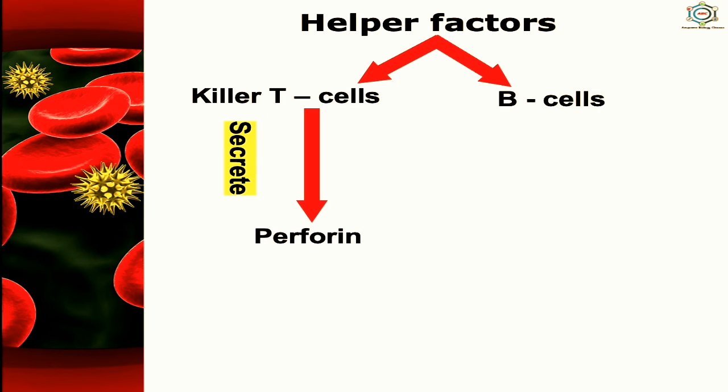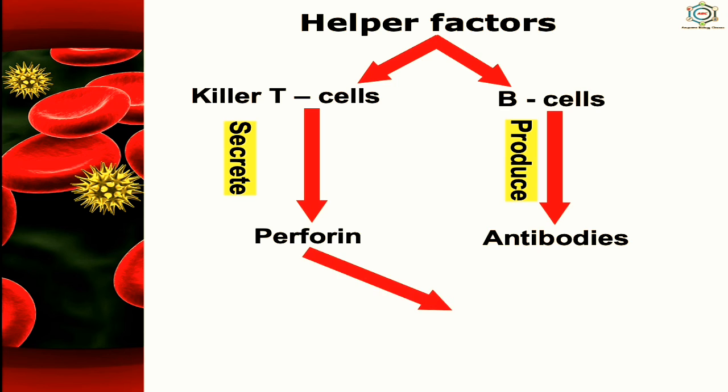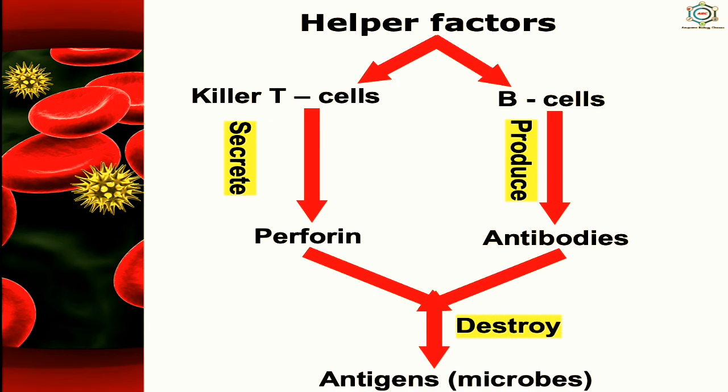Killer T cells secrete perforin and the B cells produce antibodies. Then both combine to show the effect, that means to destroy the antigens or microbes. So here it meets the various kinds of lymphocytes. A helper T cell recognizes the macrophage's antigen flag and joins it.